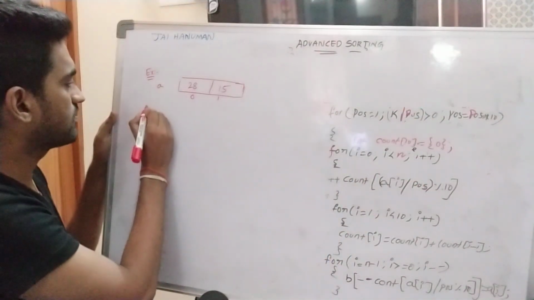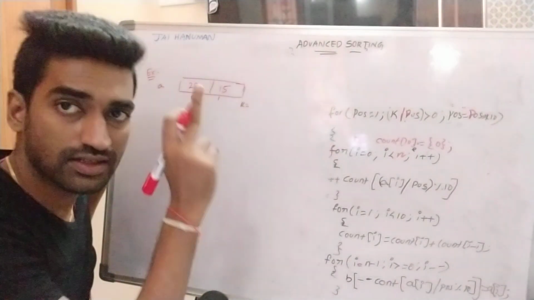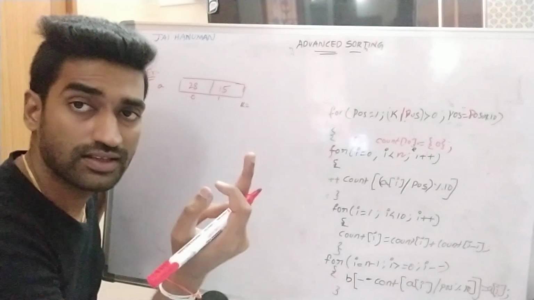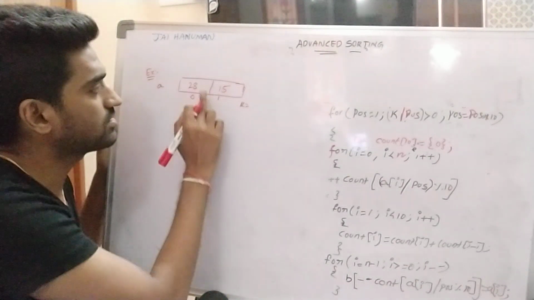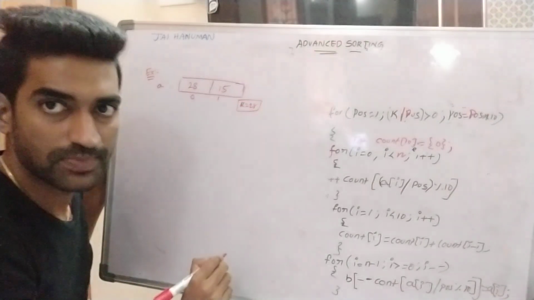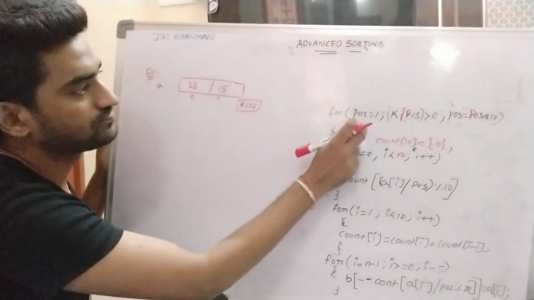First of all, we find the greater value, the k value. That can be done with a loop: if a of i is greater than k, then k is equal to a of i. Based on that, k is equal to 28. After finding the greater value, we proceed.